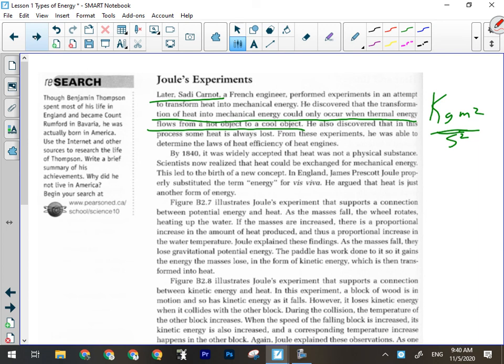It had to be able to flow. He had to get it moving in order to harness its energy. He discovered that in this process, some heat was always lost. And from those experiments, he was able to determine the laws of heat efficiency in heat engines. He actually built a heat engine, which is an engine that simply uses the flow of heat in order to make something move. A jet engine is a heat engine.